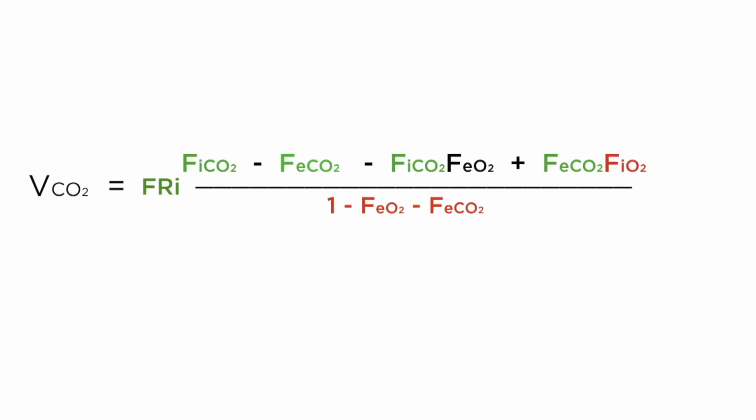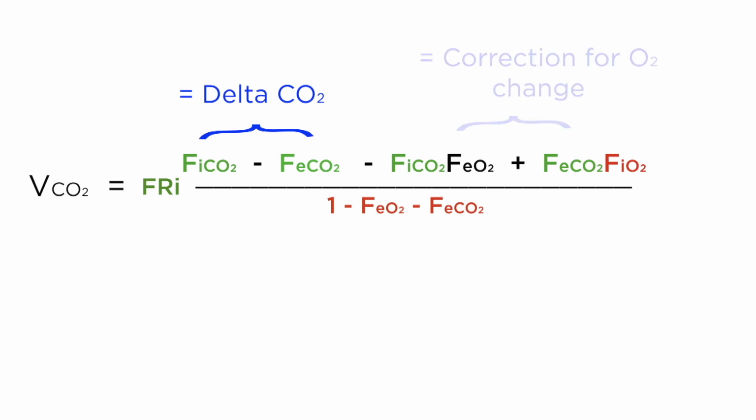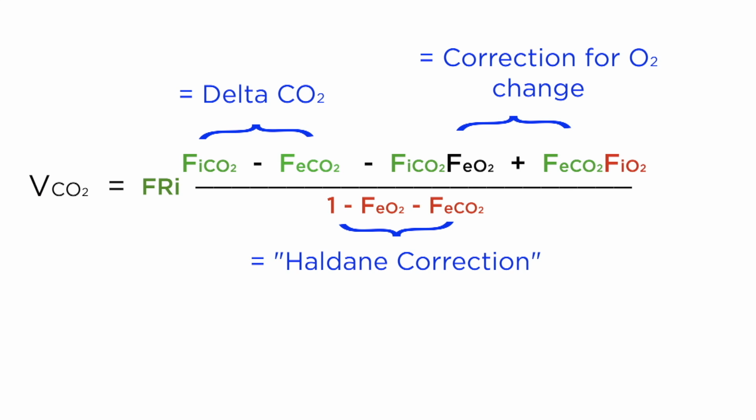In the final equation for VCO2, we again have the element of delta CO2. This is the fractional content differences, the correction for changes in oxygen, and the Haldane correction.